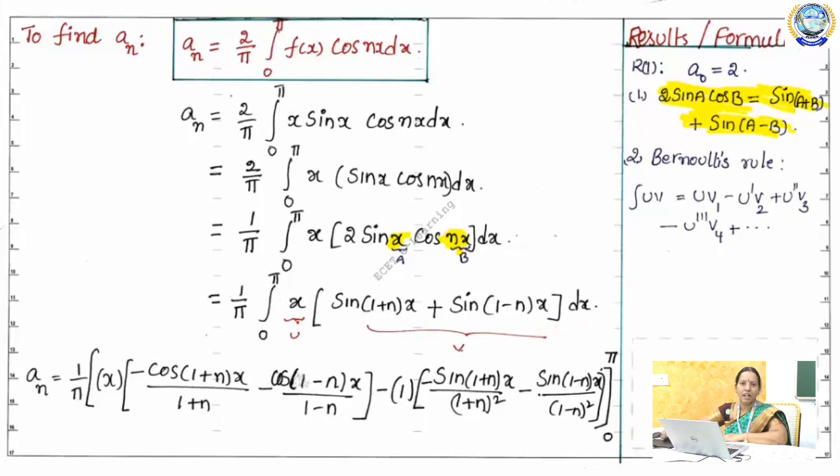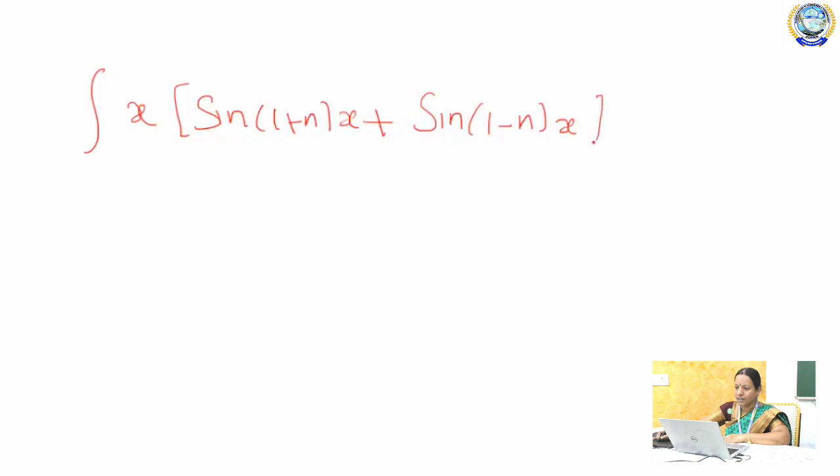Now, by using Bernoulli's rule, we will calculate the integration. Let us see what is our u. Our u is x. And what about our v? Our v is sine of 1 plus n into x plus sine of 1 minus n into x. Okay, now let us see. Integral x into sine of 1 plus n into x plus sine of 1 minus n into x dx. This is u and the total of this is v.